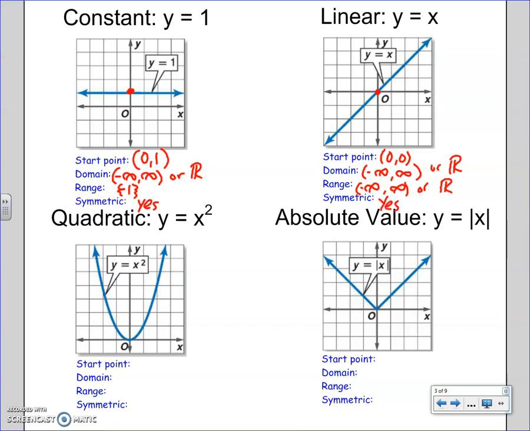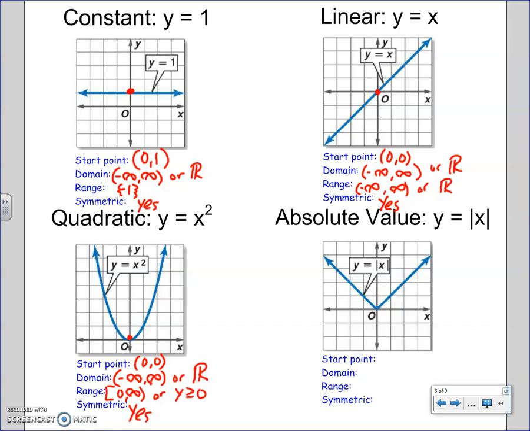Quadratic, this is a U shape. It's called a parabola. But the starting point is 0, 0. Domain, how far left? It goes negative infinity. How far right? Positive infinity, or all reals. The range, how low? The lowest is 0, and it is closed. How high? Positive infinity. So we can say y is greater than or equal to 0. Is it symmetric? Yes, we can fold it in half.